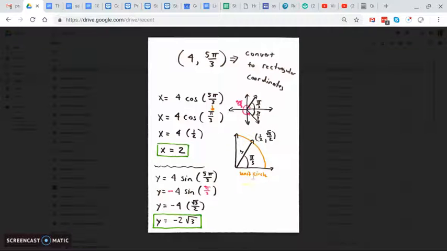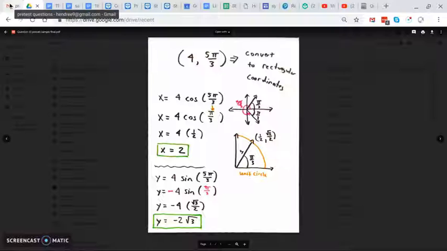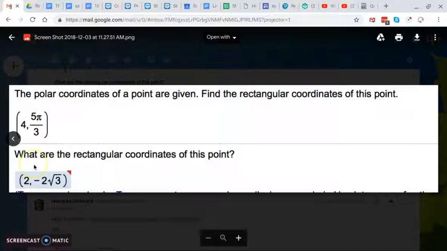Okay, so then I just go back to my unit circle and I say, well, sine of pi over 3 is just the y value, or square root of 3 over 2. And then I multiply that by -4, and I just get -2 times the square root of 3. And those are the rectangular coordinates, the x and the y, that we find over here. You would just write them as a point now, 2 and -2 times the square root of 3.